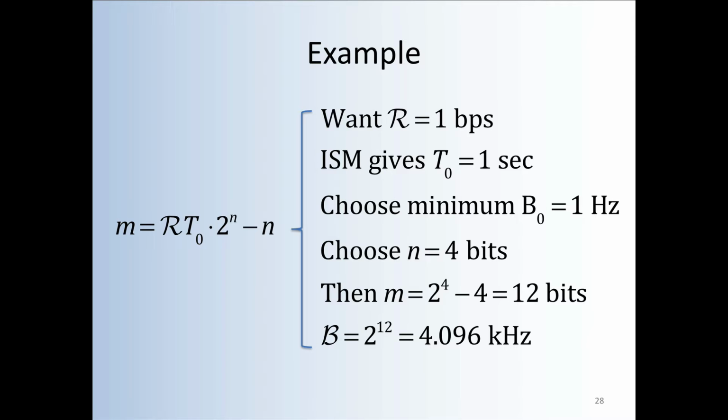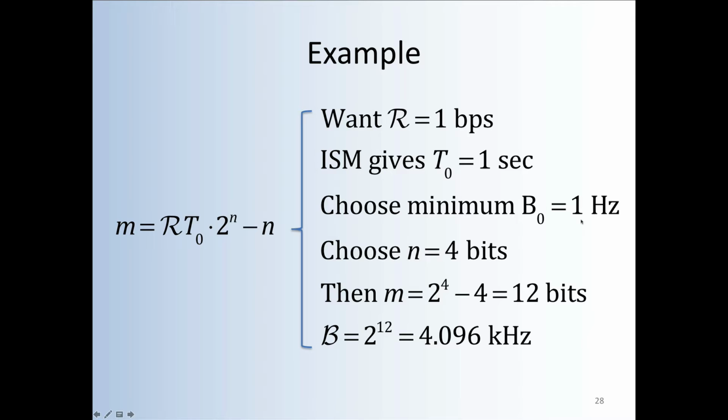These parameters T0 and B0 depend upon the path, on the direction that we're communicating and the particular conditions of the ISM in that direction, and they also depend on the distance that we're communicating. So these T0 and B0 will be somewhat different if we're communicating to different stars, generally not dramatically different, but somewhat different. And let's suppose that T0 is 1 second and B0 is chosen to be 1 hertz.